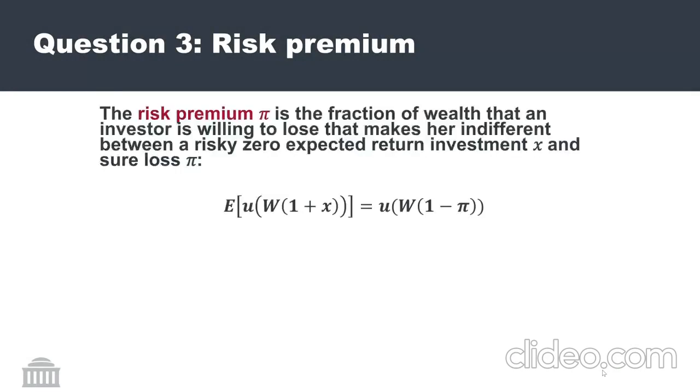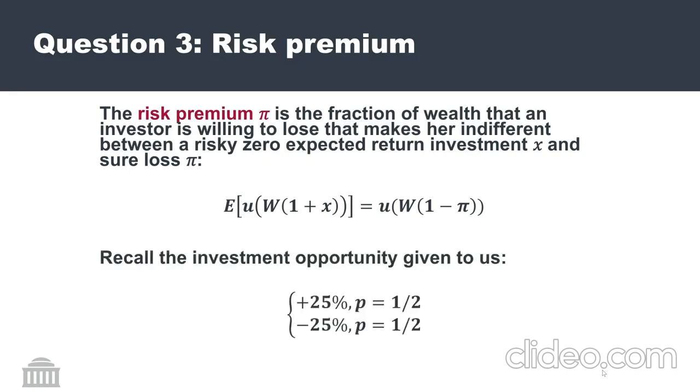Let's find the risk premium for these investors. By definition, the risk premium pi is the fraction of wealth that an investor is willing to lose that makes her indifferent between a risky, zero expected return investment X and the sure loss pi. Mathematically, we can write it as follows. Recall that the investment opportunity that we have in this question is either positive 25% or negative 25% with equal probabilities 1/2. So notice that this investment opportunity is a zero expected return investment.